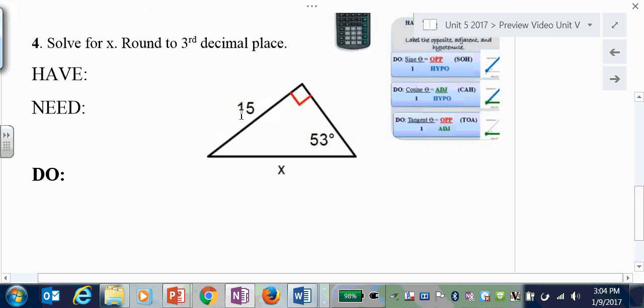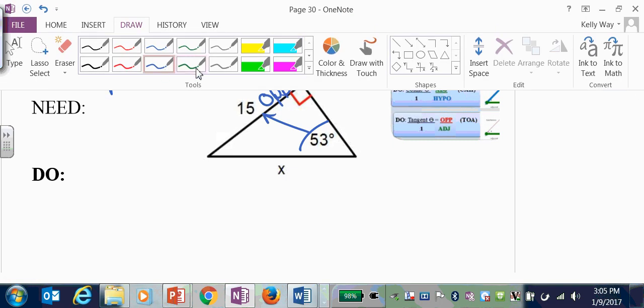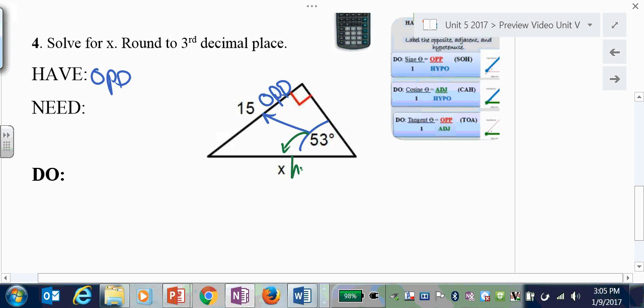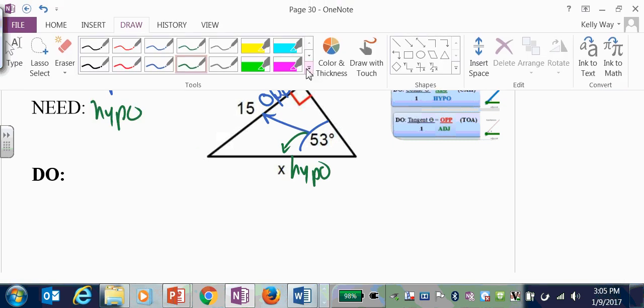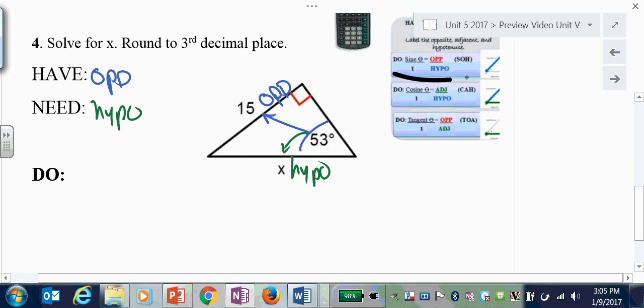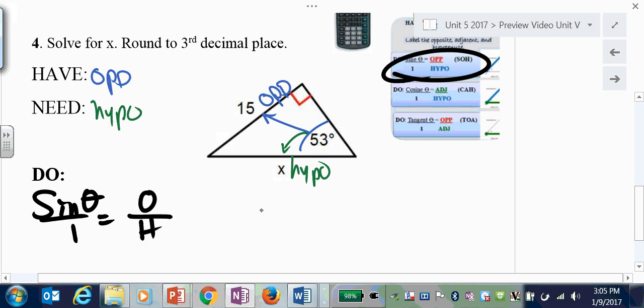SOH CAH TOA, we ask ourselves what we have and what we need. There's your angle. That means we have the opposite. And we want the hypotenuse. We've got an OH combo. So we're going to do sine. Sine of theta over 1 equals opposite over hypotenuse.